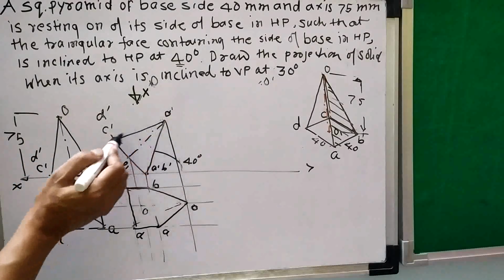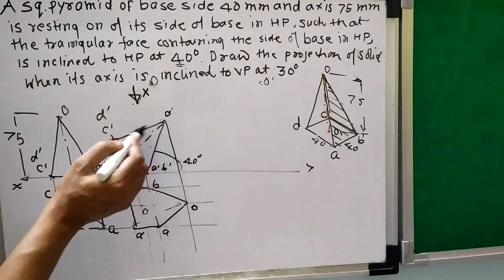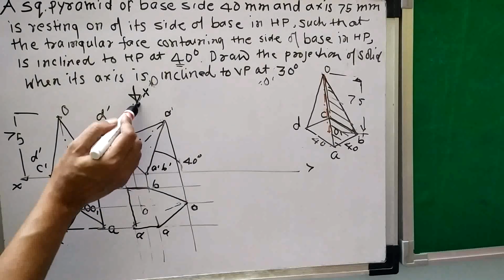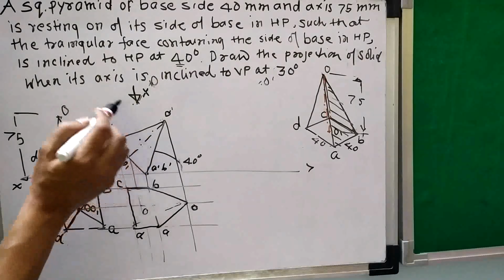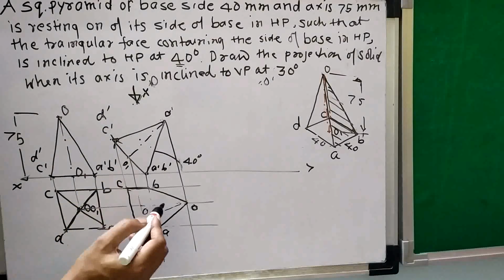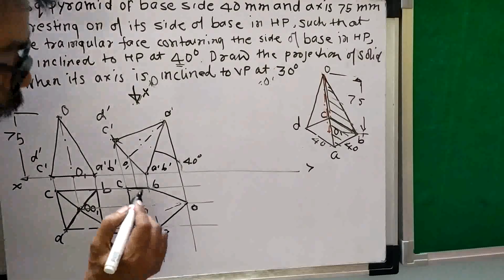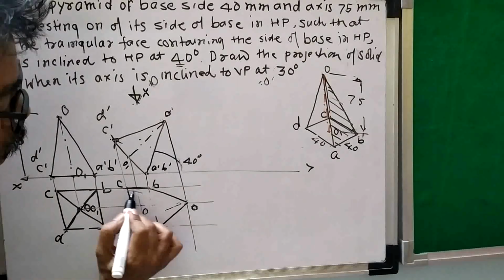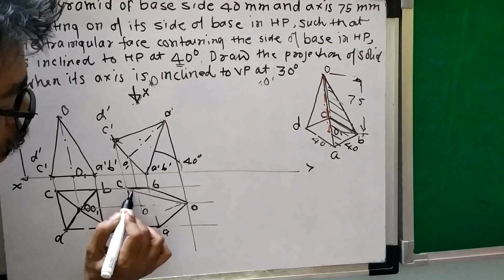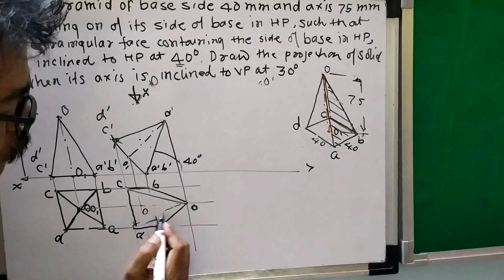So what do you think about OC and OD? OC and OD are very close to this observer. So this OC and OD should be dark. So I will join this with a dark line, that is, a sharp and dark line.